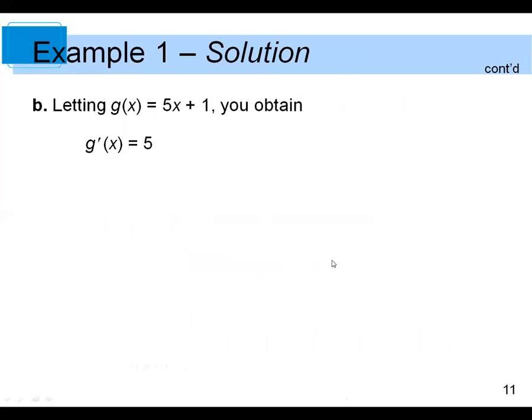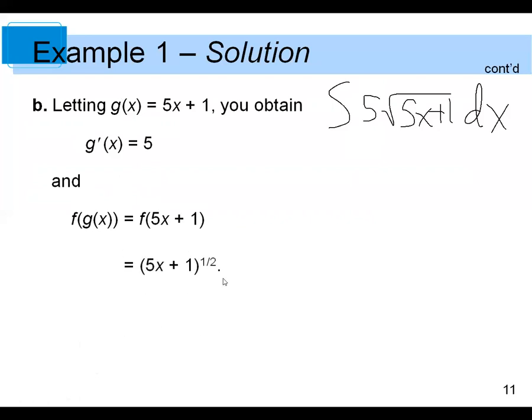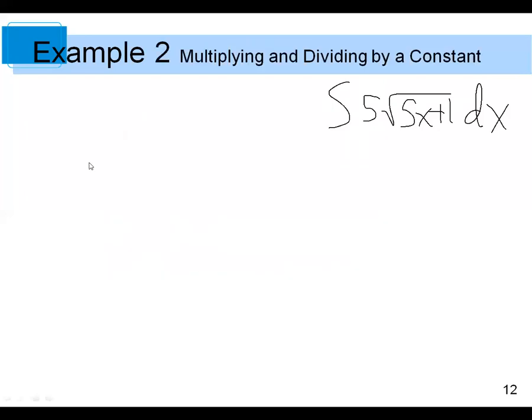So it's the integral of 5 root 5x plus 1 dx. Let me just write it there. Notice that if I let g equal 5x plus 1, that's the inside of the square root, the inside's derivative is present as a factor of the integrand. So if g is 5x plus 1, g prime is 5. And f of g of x equals f of 5x plus 1, which is the square root of 5x plus 1. You could rewrite it as the 1/2 power.